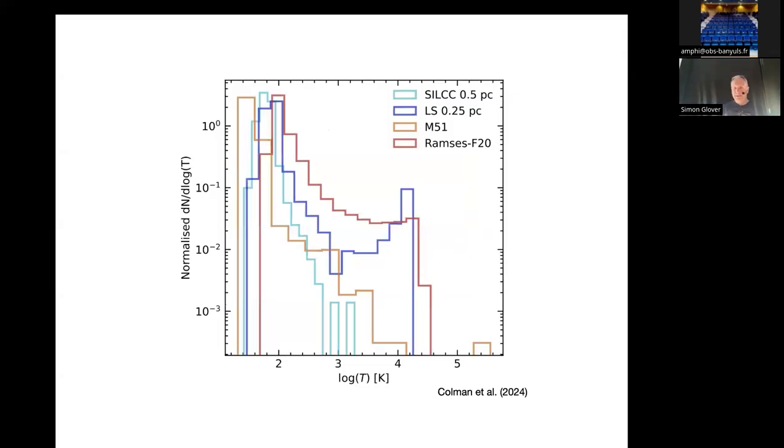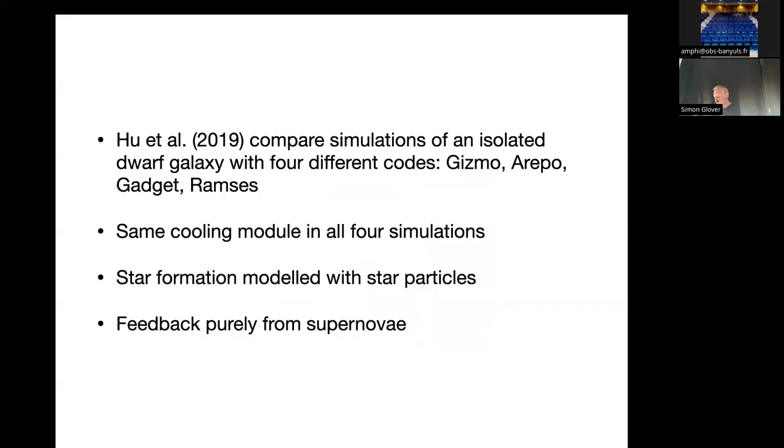You got much worse agreement on something like the temperatures. So these are the temperature distributions of the gas flagged as being in clouds. Now, clouds in this sense are not necessarily GMCs. And you see that some codes just had relatively cold gas and some had very hot gas. However, on the whole, Coleman et al. found reasonably good agreement between different models.